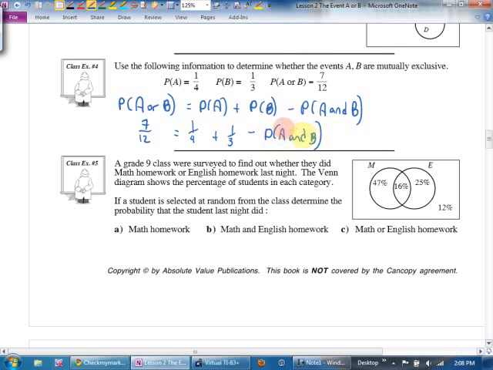Therefore, P of A and B equals 0. So, mutually exclusive. No overlap. And you'll notice I was able to do that even though I have no idea what events those are. No clue. Could be betting on something. I don't know. Could be the odds of your car starting. I don't know.